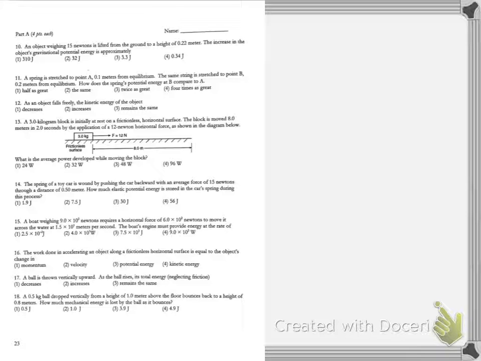All right, this is page 2 of the test review practice. An object weighing 15 newtons is lifted from the ground to a height of 0.22 meters. The increase in the gravitational potential energy is approximately.